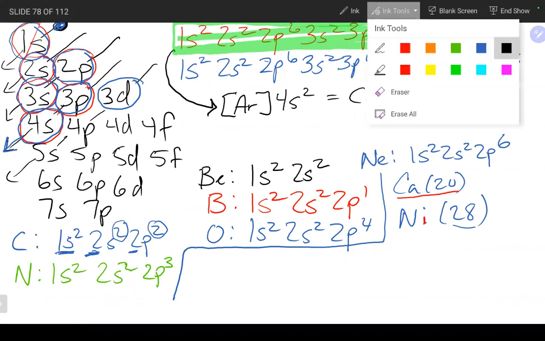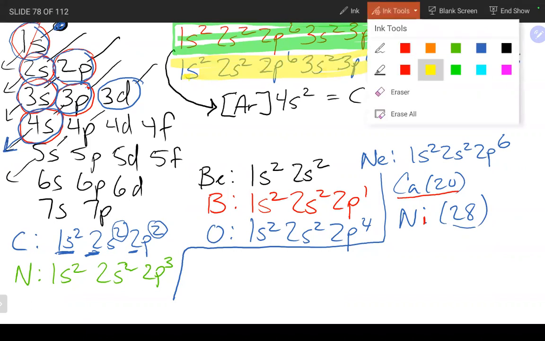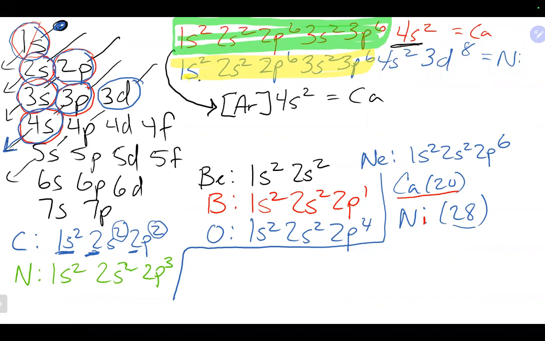We could also do that for nickel. Up to here is still 18, which is once again our argon configuration. And we could write argon, continuing on with 4s2 3d8 for nickel.